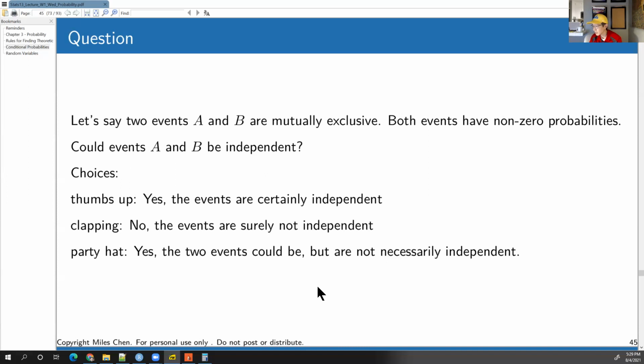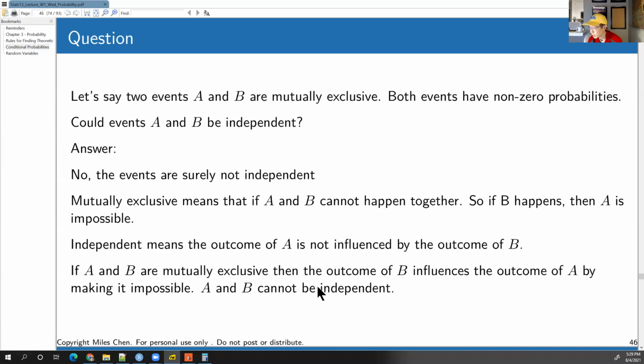And so the answer is they are surely not going to be independent. If two events A and B are mutually exclusive, that means the events cannot happen together. If they're mutually exclusive, they cannot happen together. So if B happens, A is impossible, or if A happens, B is impossible, because A and B cannot happen together. That's what it means for A and B to be mutually exclusive.